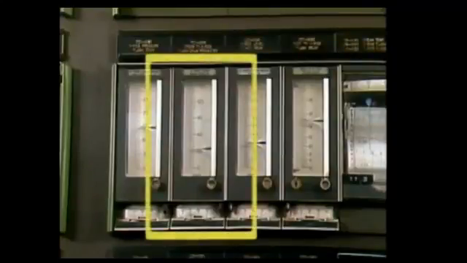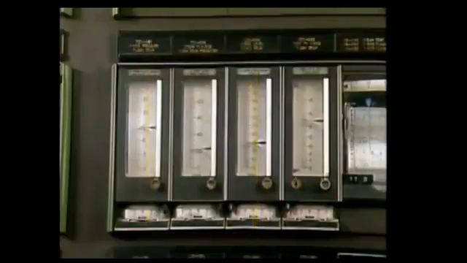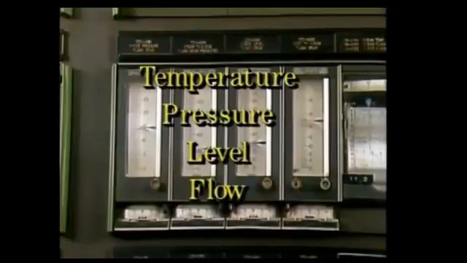Basically, a controller is a device that receives an input from another part of the instrumentation system, compares that input to a set point, and sends out a corrective signal to regulate the value of a process variable, such as temperature, pressure, level, or flow.